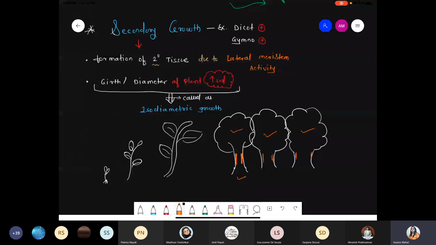What is the meaning of isodiametric growth? Any doubt? During the latest stage of the plant, whatever lateral meristems are present, they are present on the side of the plant. They just increase the girth of the plant. Once the plant becomes mature, wood formation gets initiated inside the plant. The cell wall becomes quite thick. Toward the outer side, bark also gets formed. These are some changes due to lateral meristem.